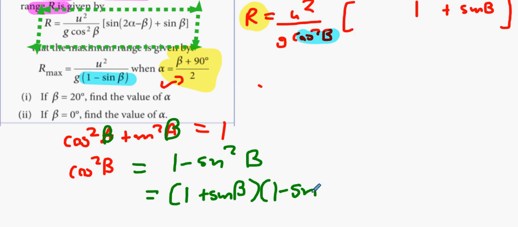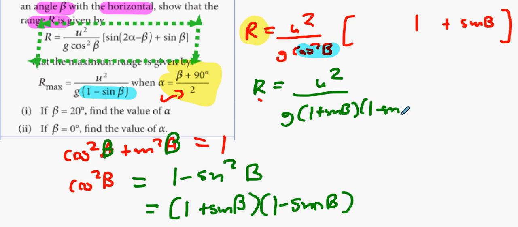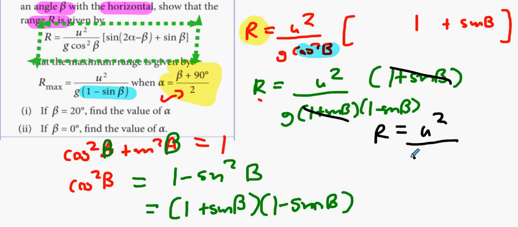There you go. Once again, only because I've seen it a couple of times before, I'm aware of it. Okay, then what do we do here? R equals u squared over g, 1 plus sine beta, 1 minus sine beta, and then on top is a 1 plus sine beta, and thank you very much. Bam, bam. There's your answer. Okay, so the answer is u squared over g times 1 over 1 minus sine beta. Very different. Okay. Next thing, if b equals 20 degrees, find the value of a.